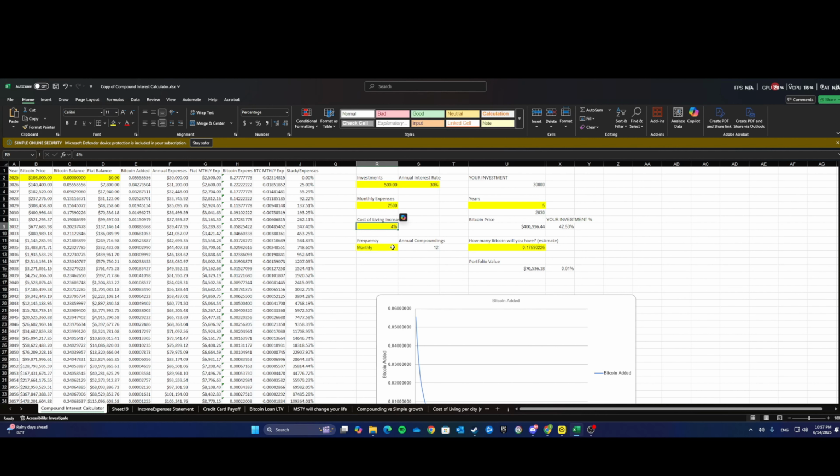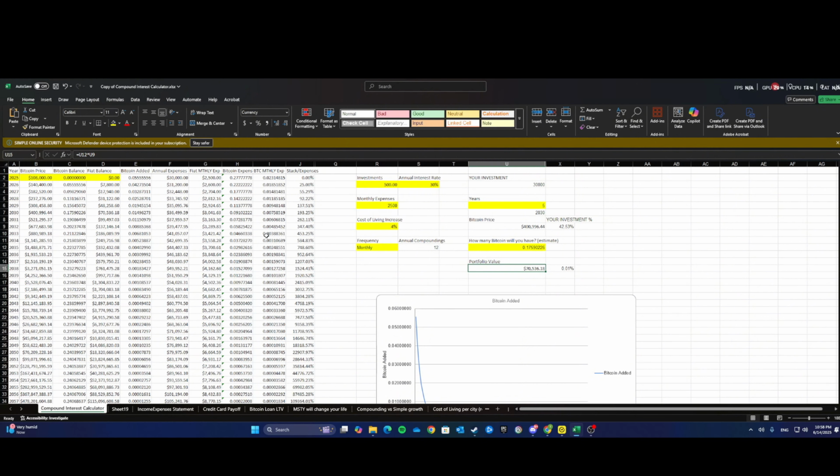You have the frequency, how often you'll be doing this. I just did monthly because that's typically what people do. And then here you have your investment. So this would be how long you'll be doing this for, the Bitcoin price after the time has gone past, how many Bitcoin you will have, and then your portfolio value in US dollars.